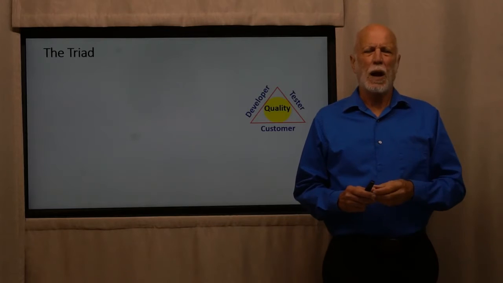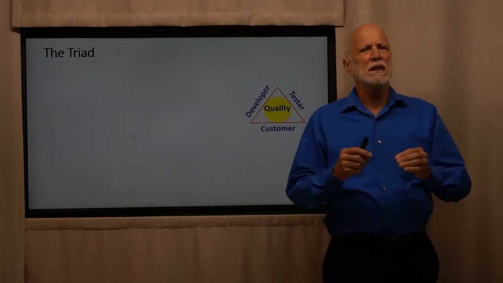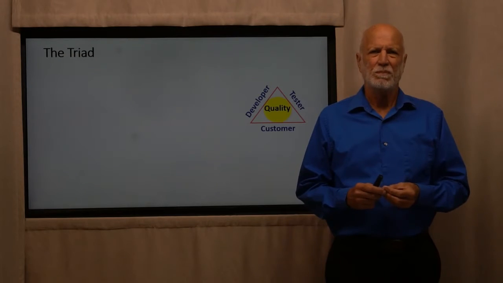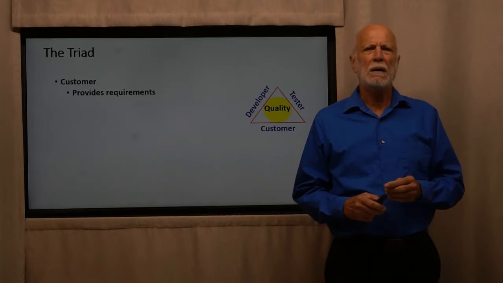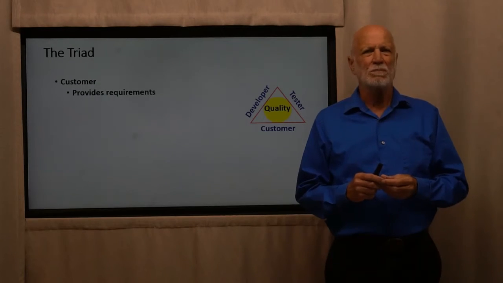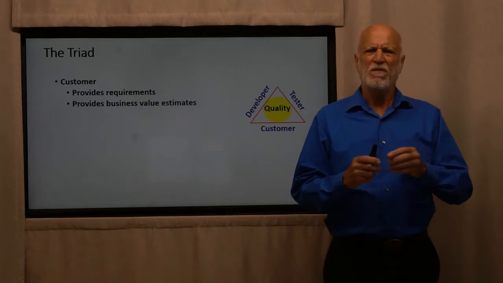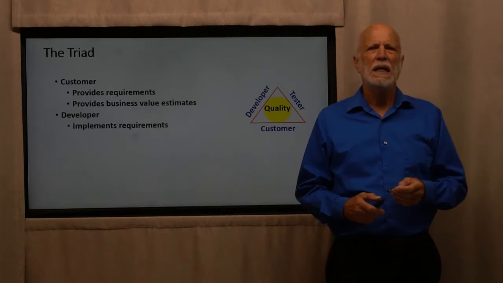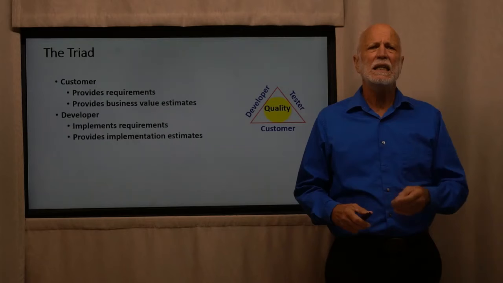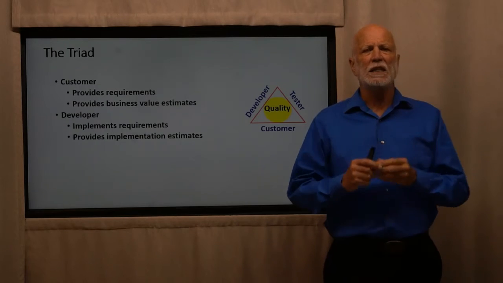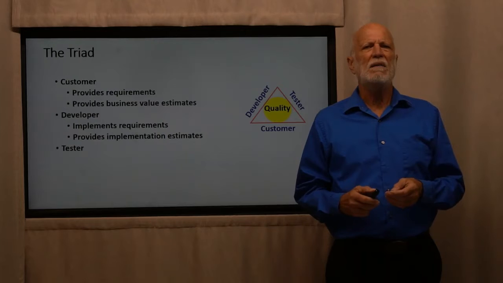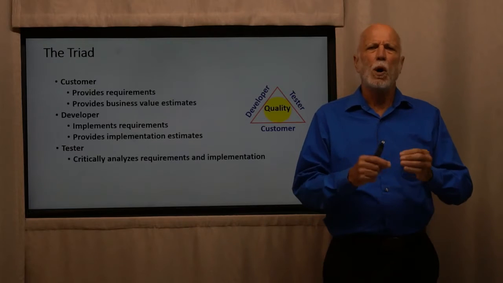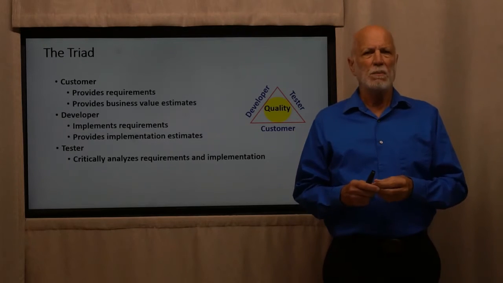And the triad. The customer, tester, and developer, who are all responsible for quality. Now, the customer's job is to provide the requirements and to provide those business value estimates. The developer's job is to implement the requirements and to provide the implementation estimates. And then we have the tester, whose role is to critically analyze both the requirements and the implementation.